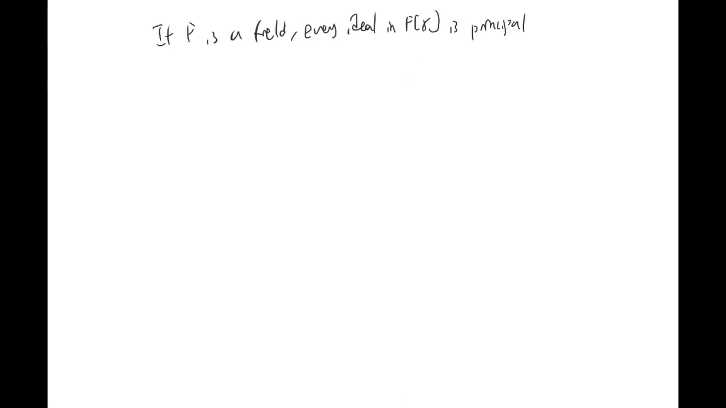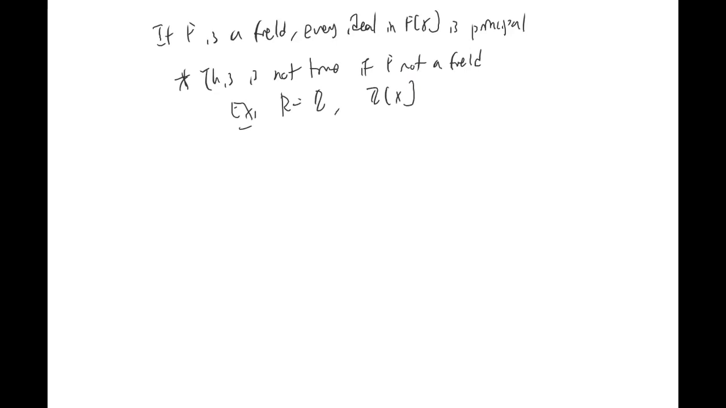So note that this is not true if F is not a field, right? One thing you could do, for example, is take R to equal Z and consider Z[x]. So Z is not a field. So I claim there are non-principal ideals. The one I'm going to tell you about is the ideal generated by 2 and x.